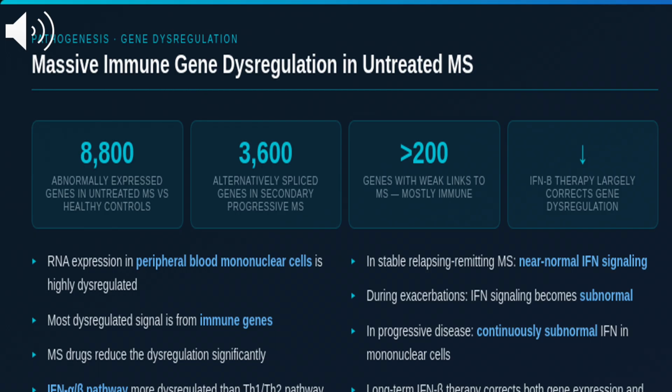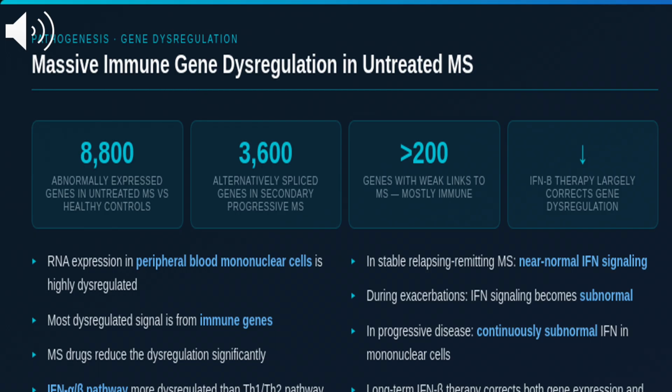This finding is crucial because it tells us that the interferon system is not just a therapeutic target in MS, it is pathologically dysregulated at the core of the disease. An additional layer of complexity: 3,600 genes undergo abnormal alternative splicing of RNA, largely a different subset from the differentially expressed genes. This means MS is generating novel protein isoforms that may themselves become antigenic targets or may alter immune cell function in ways we haven't fully characterized.